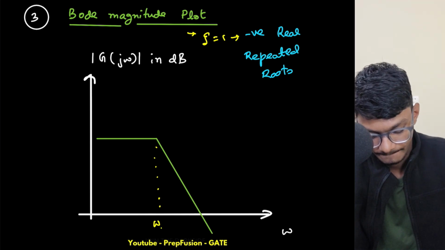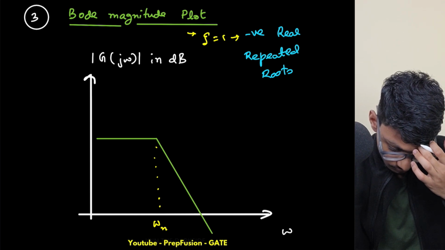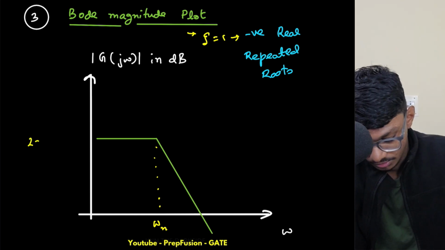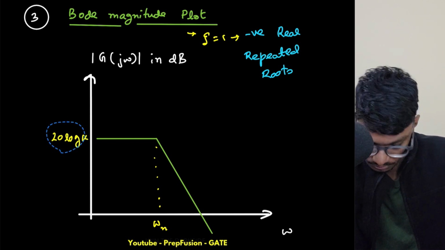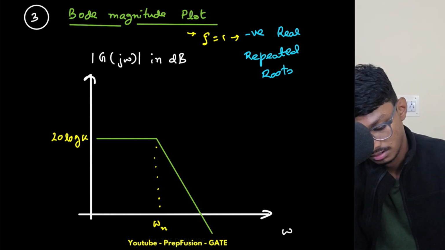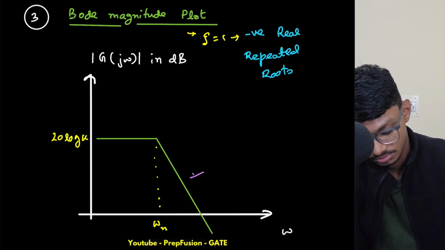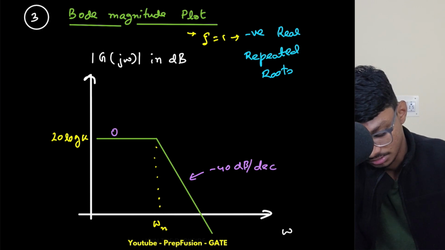So that is fine. This is minus 40 dB per decade. This is 0 dB per decade.